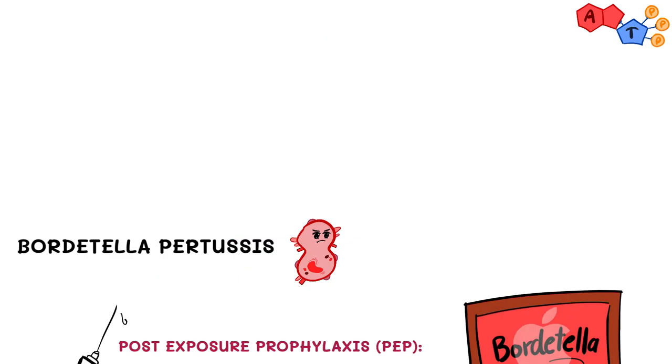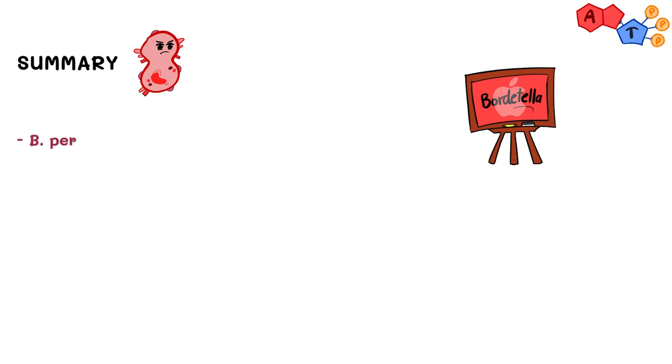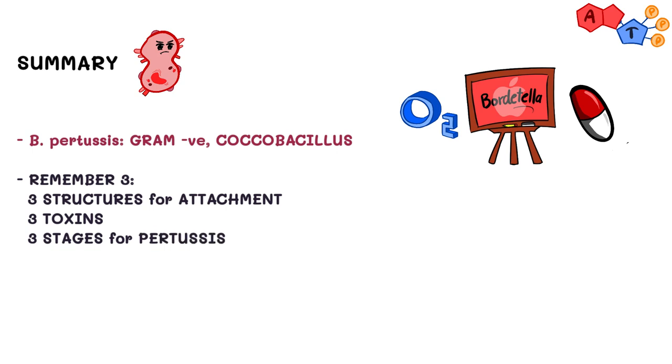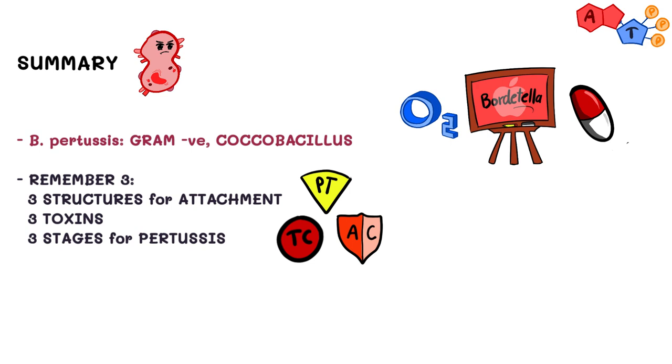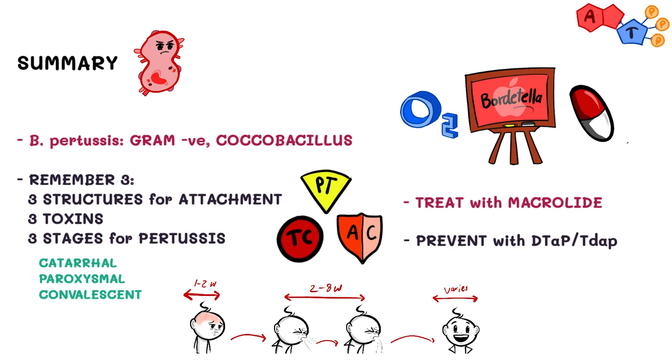Alright, to sum up, today we talked about this red MAC board. Bordetella pertussis is a gram-negative coccobacillus, aerobic, and encapsulated. With Bordetella pertussis, remember the number 3. 3 structures which help in attachment, 3 toxins, pertussis, adenylate cyclase, and tracheal cytotoxin, and 3 phases of clinical disease, catarrhal, paroxysmal, and convalescent. And finally, for treatment, we use macrolide, and for prevention, we use DTaP.